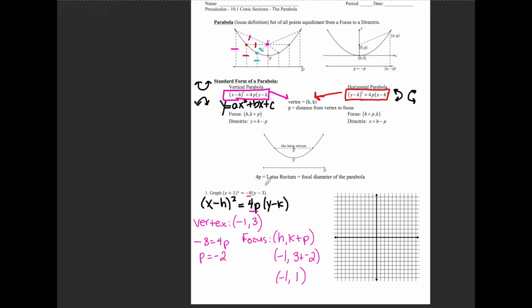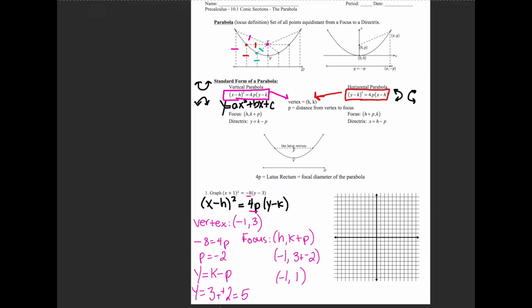The last thing I need to find is the directrix. The directrix is y equals k minus p. We just figured out that k was 3 and p is negative 2. So minus a negative 2 becomes plus a positive 2. So y equals 5 is my directrix.